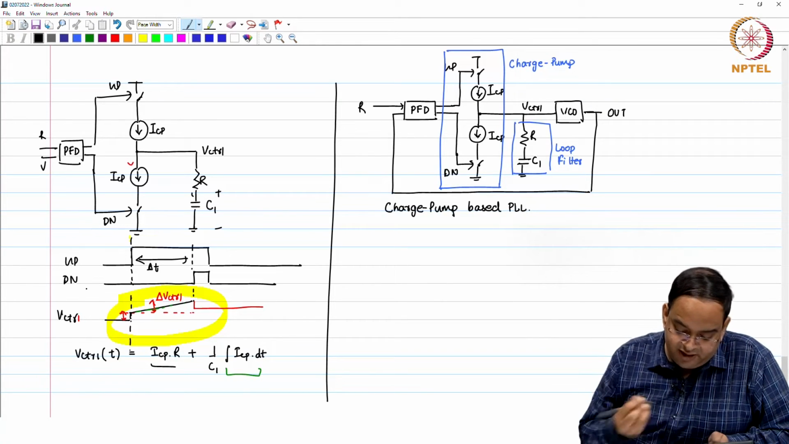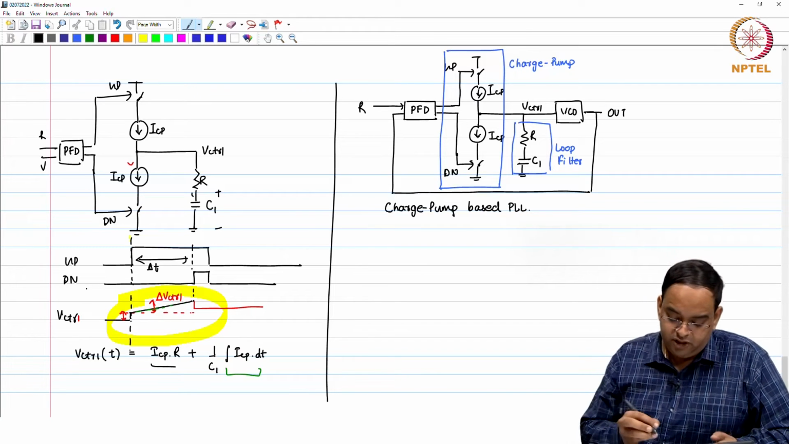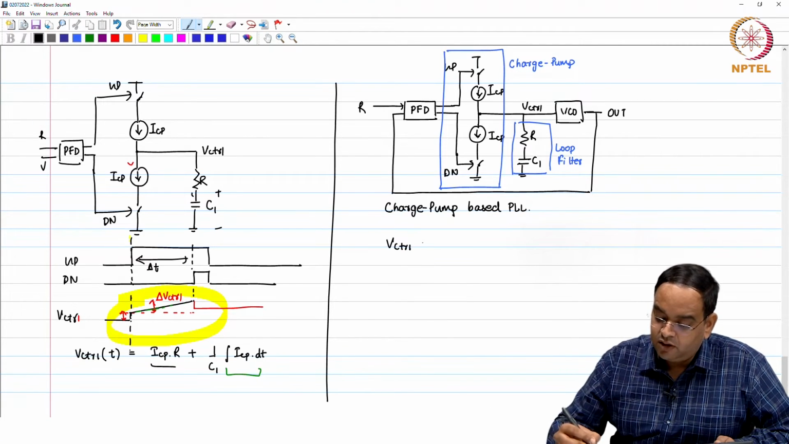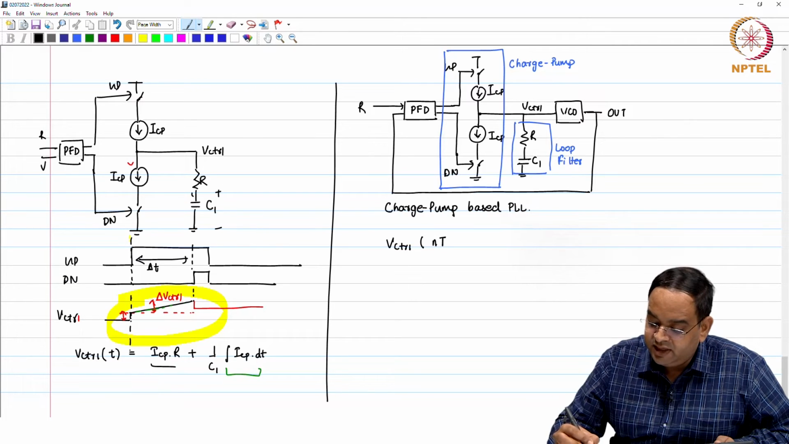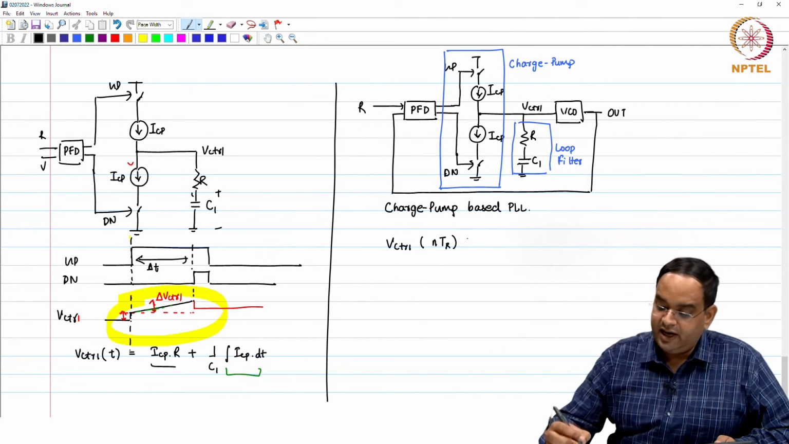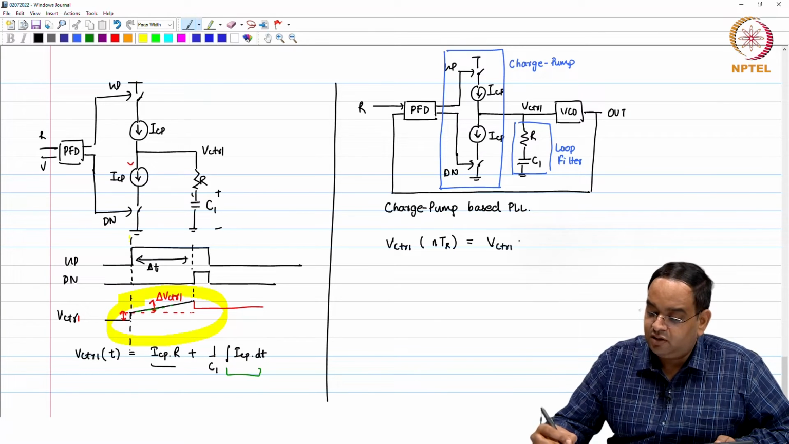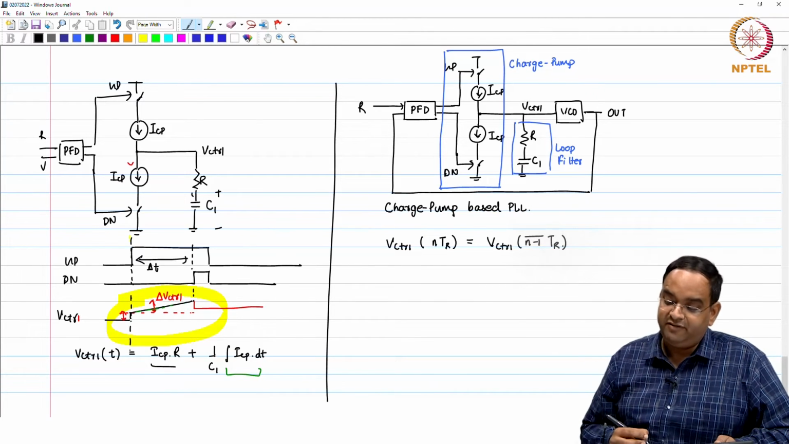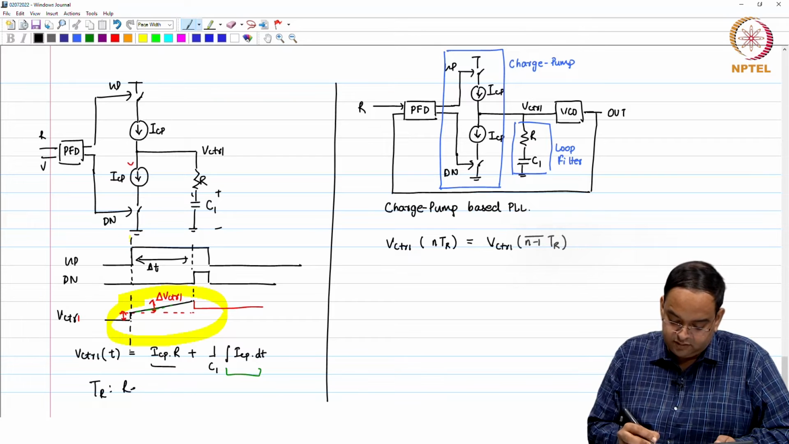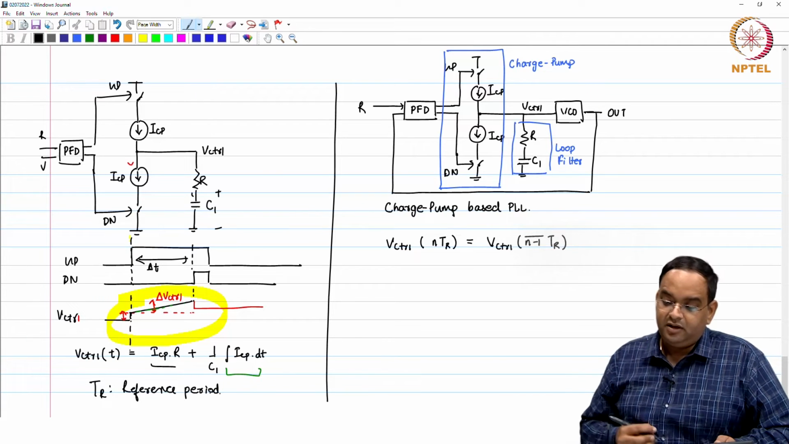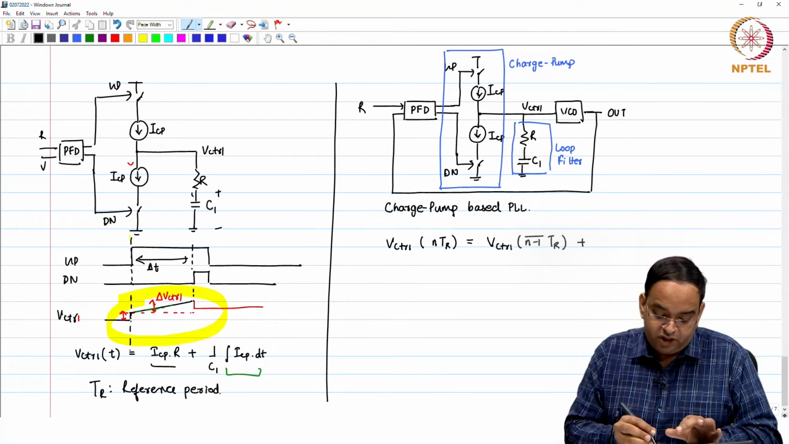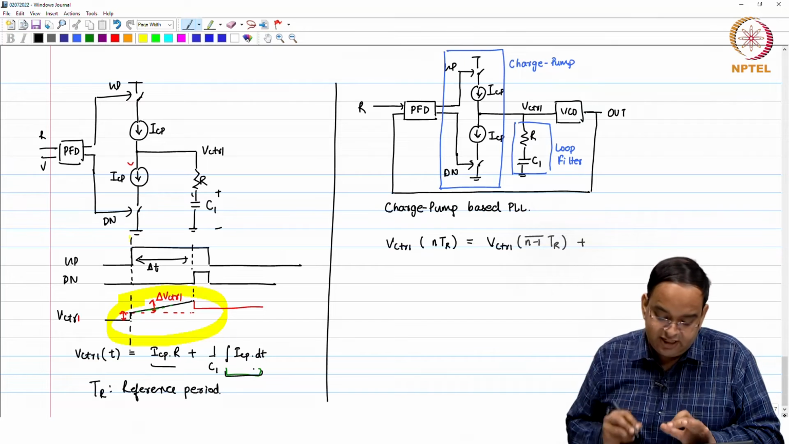So, when you get a rising edge on reference, you get a rising edge on up and so on. So, I can write V control of n times TR as V control at (n minus 1) times TR, where TR is my reference period. This voltage, whatever the phase error you have, for that duration I am integrating the charge.